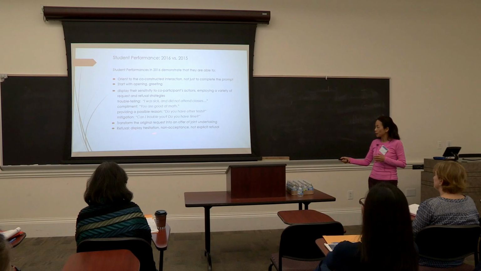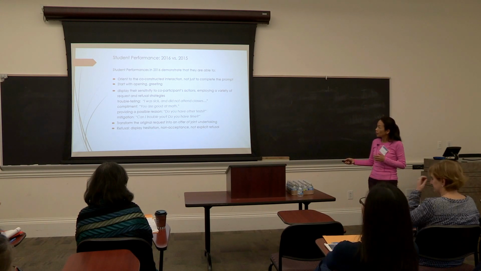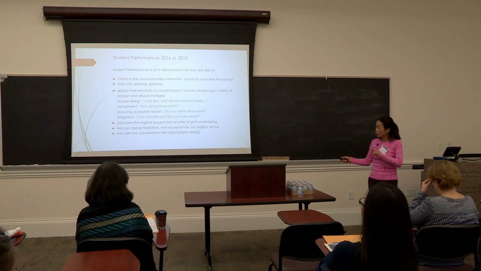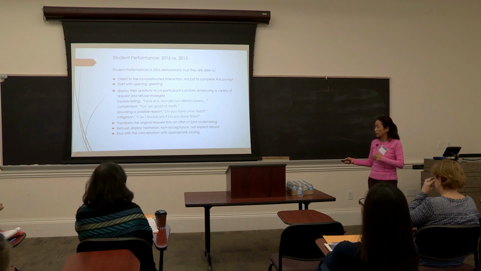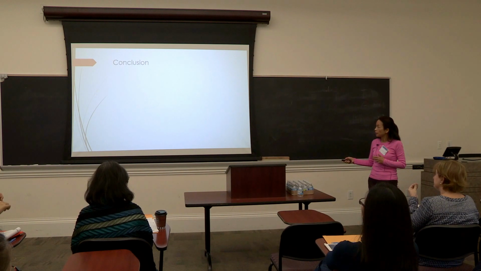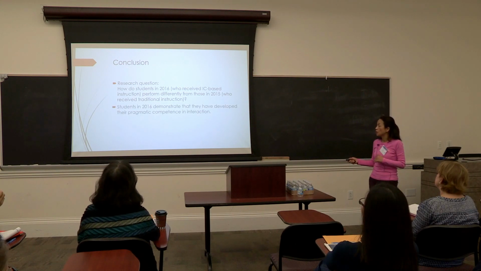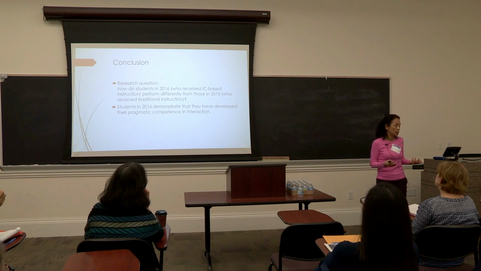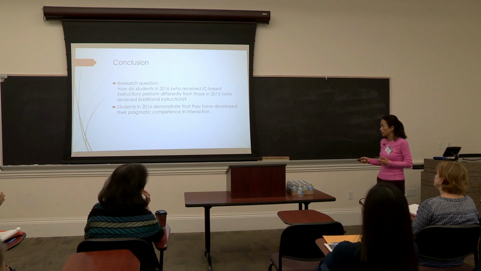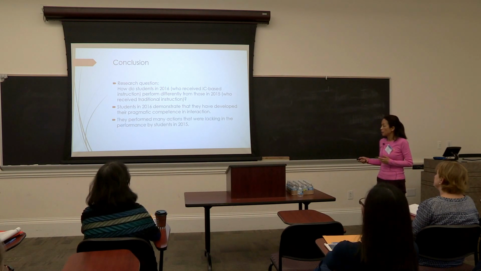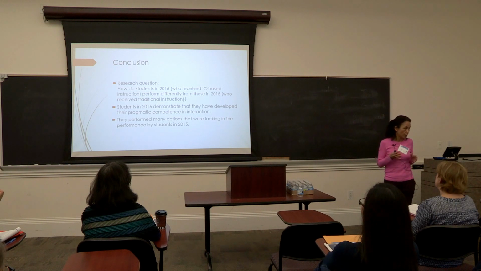So this is very interesting to me as a teacher. And the refusal, we see that students do hesitation, acceptance, and not explicit refusal. And then they end with a proper ending. We didn't see that, but they have a proper ending to negotiate the time. So for conclusion, the question is, are there differences? I hope you see that, and I see that as a teacher, students really demonstrate they have developed interactional competence in action, and they perform many different actions that we don't see in 2015.